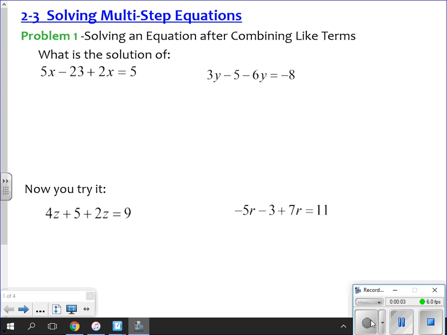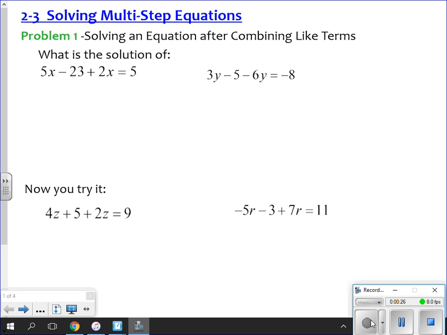So, solving multi-step equations. We did one step, we've done two step, now we're doing multi-step. Anything more than two is called a multi-step equation. You might have two, three, four, or five steps to solve a problem, depending on how complicated it is. What we're doing today is adding an extra step.